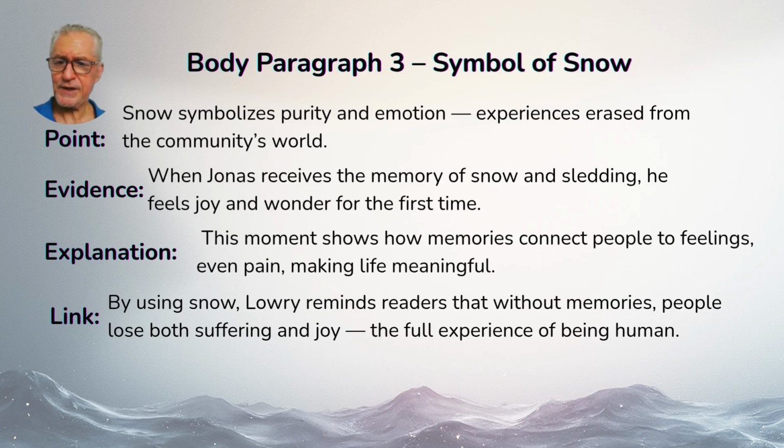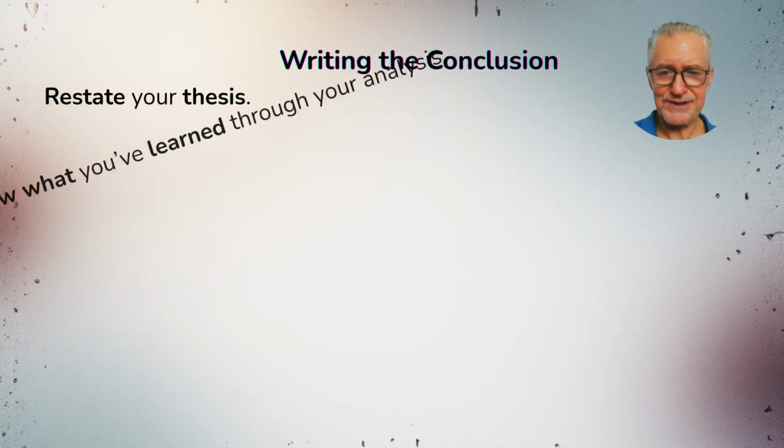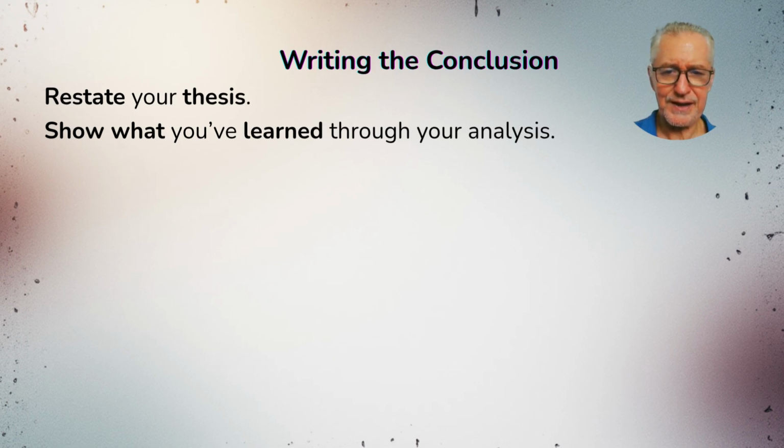So there we have it, our 3 body paragraphs, each one representing a different symbol. We have colour, river, and snow, and following the PEEL formula of point, evidence, explanation, and link. In your conclusion, make sure you restate your thesis and show what you've learned through your analysis.